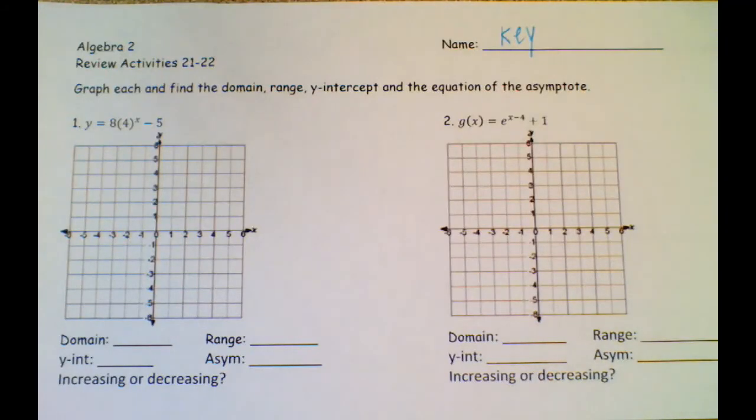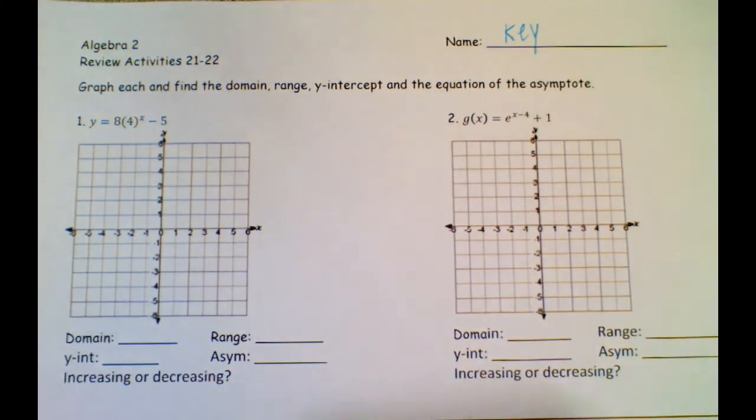Hi everyone, today I'm going to go over the review for activities 21 and 22. So the directions say graph each and find the domain, range, y-intercept, and the equation of the asymptote. We're also going to state if the function is increasing or decreasing below.